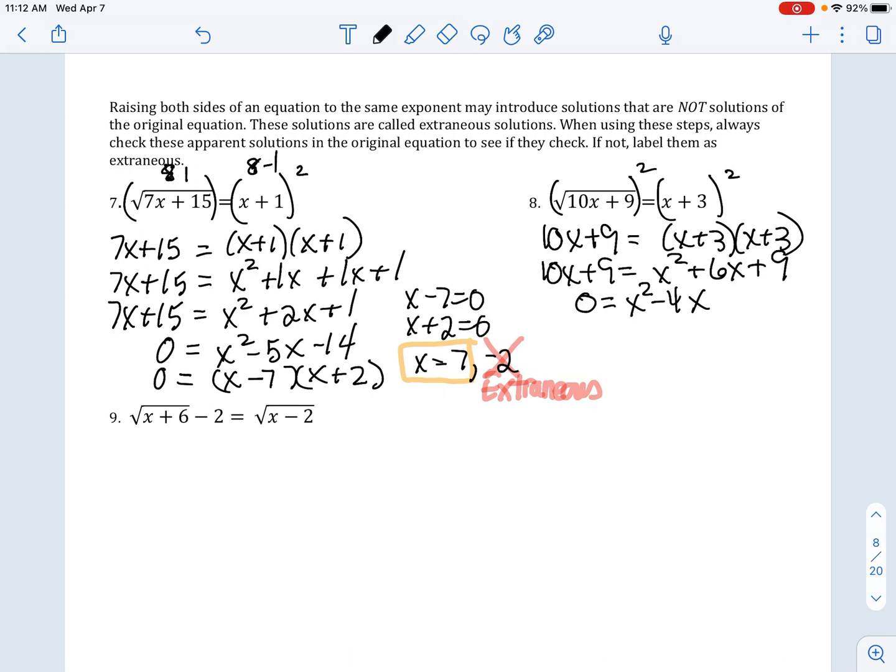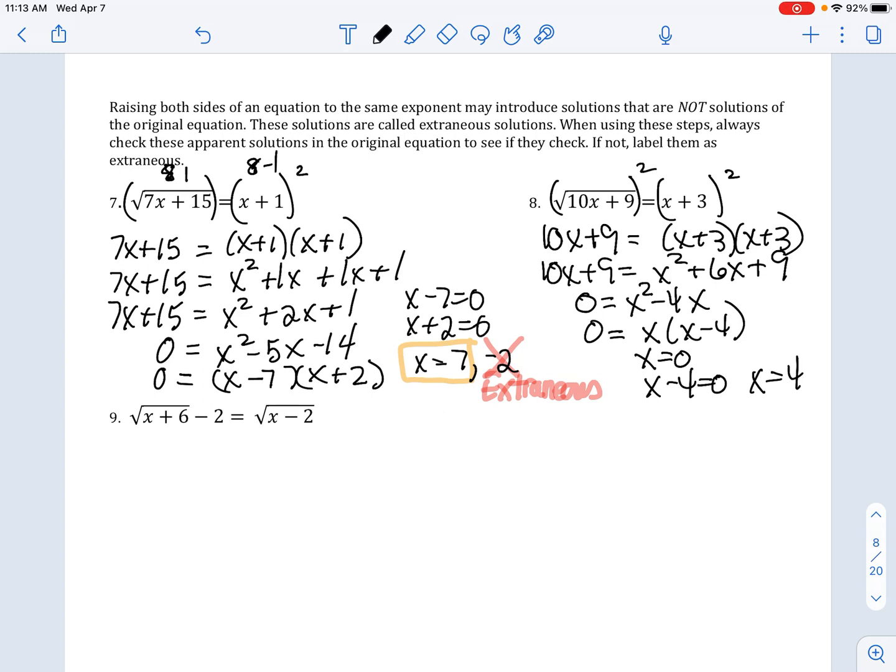Now it only has two terms, and so to factor, we're going to do a GCF of x, leaving us with x minus 4. So GCF, setting them equal to 0. We have our two potential solutions, 0 and 4.